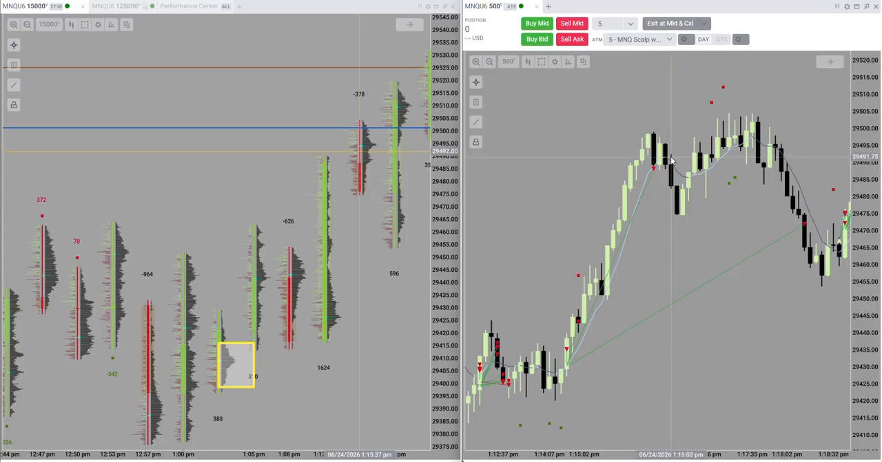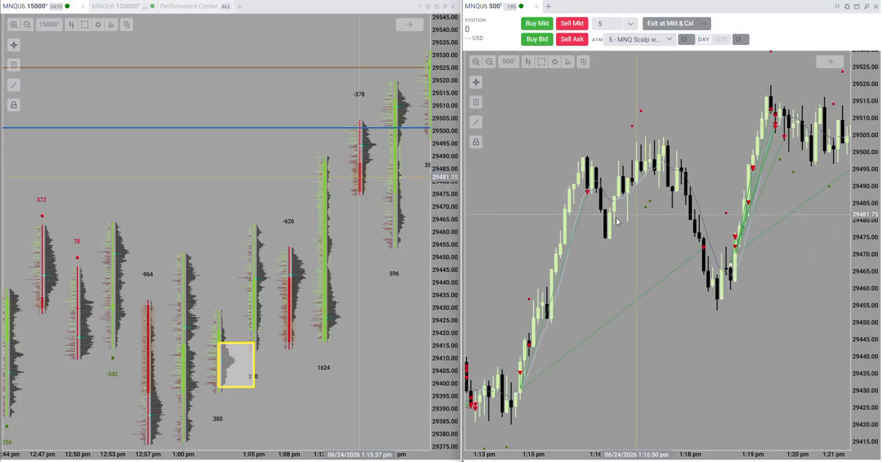That wasn't why I got out. I think I was getting out probably because I was targeting, I said I put this in the chat, I was targeting the 500 level. Got out there, and then this stop was obviously underneath this one, right?